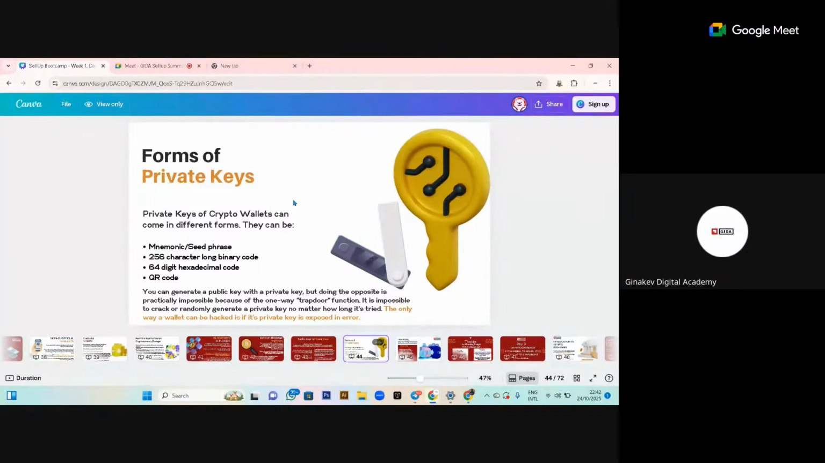So what are the forms of private key? We have different forms of private keys, right? Number one is the mnemonic or the seed phrase, which is what I told you. The mnemonic or seed phrase is just like, what's the word I'm trying to use here? Like those different words that I'm trying to explain to you.